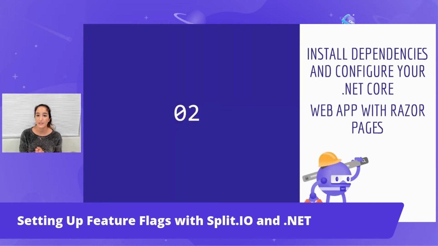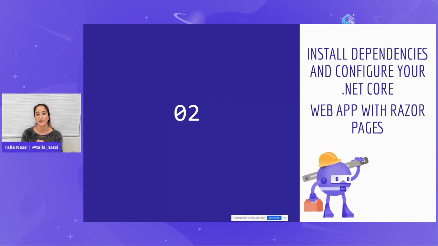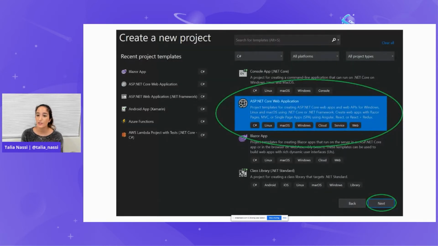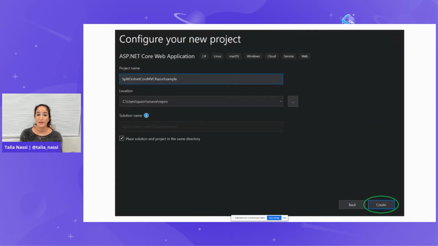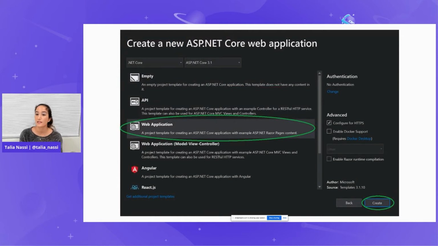Okay, so the next thing we need to do is install our dependencies and configure our .NET Core web app with Razor Pages. First, we're going to create an ASP.NET Core web application from Visual Studio, and this is built into Visual Studio. Then we want to give it a name. So we're going to call this Split.NET Core MVC Razor example. Say that 10 times fast. And then hit create. Then you want to select web application with Razor Pages content, because we will be using Razor Pages for the new page.